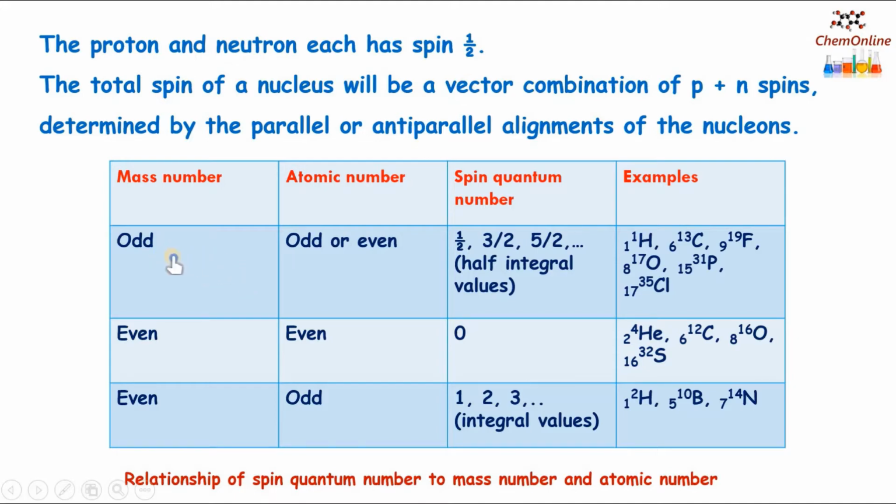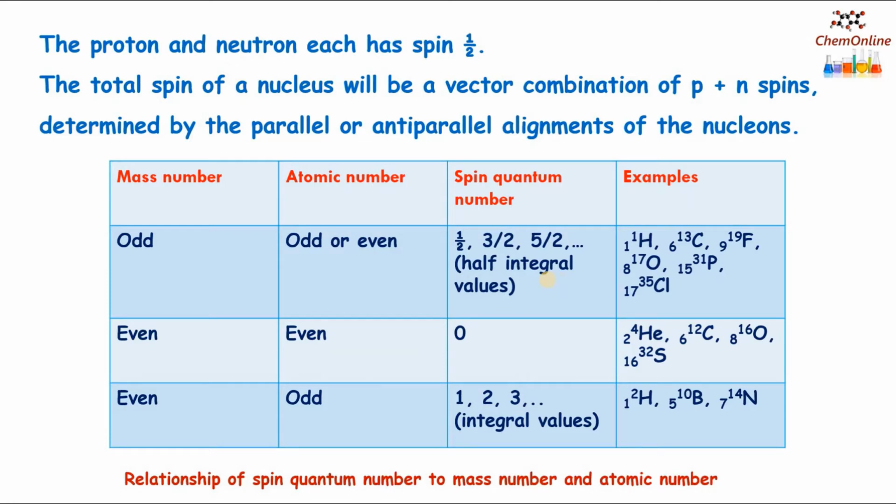So here, if the mass number is odd and the atomic number is either odd or even, then it will have a half integral value of spin quantum number. That is 1/2, 3/2, 5/2, etc. For example, 1H1, 6C13, 9F19, etc. In all the cases, the mass number is odd, whereas the atomic number may be either odd or even. So such species will have the spin quantum number half integral values, that is 1/2, 3/2, etc.